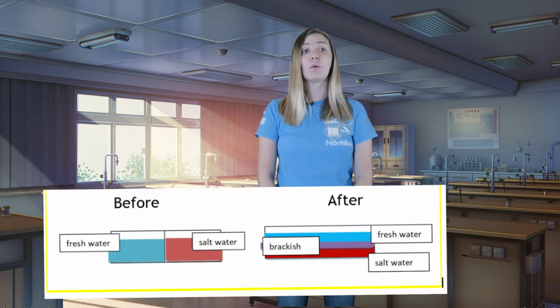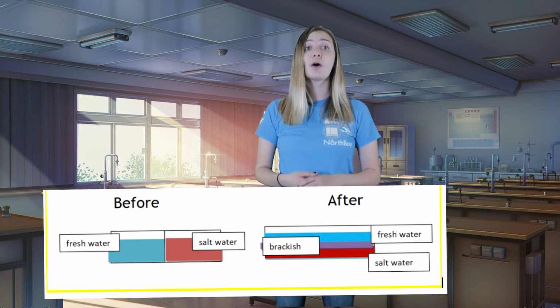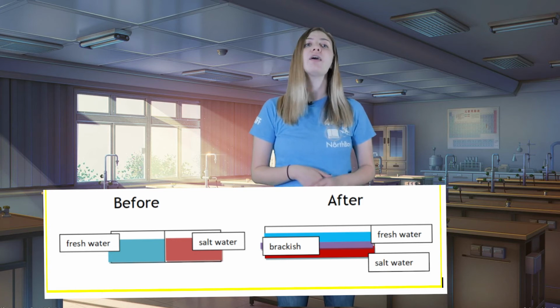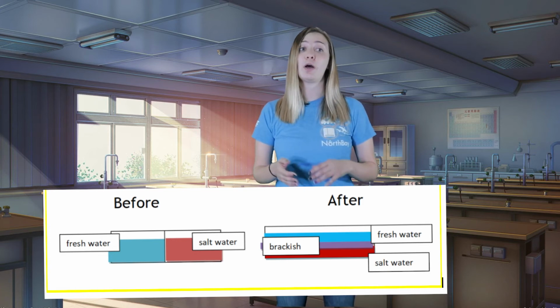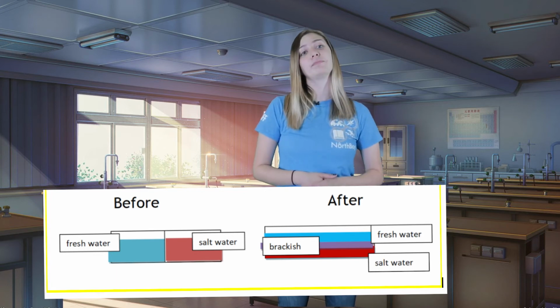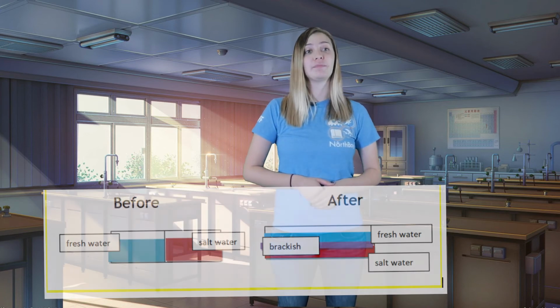When we mix the salt water, dyed red, and the fresh water, dyed blue, the salt water sunk to the bottom and the fresh water rose to the top. The brackish water, which is fresh water mixed with salt water, which was purple, was in the middle. This showed that salt water is denser than fresh water.